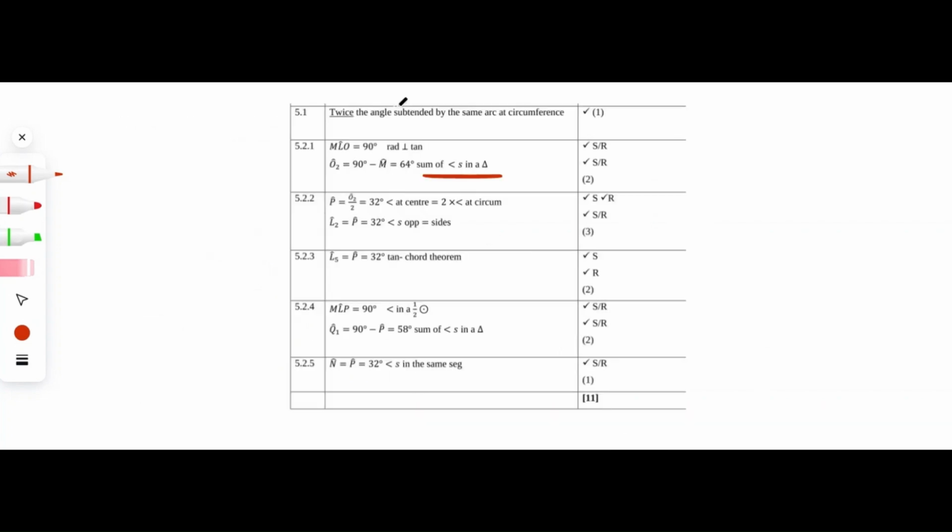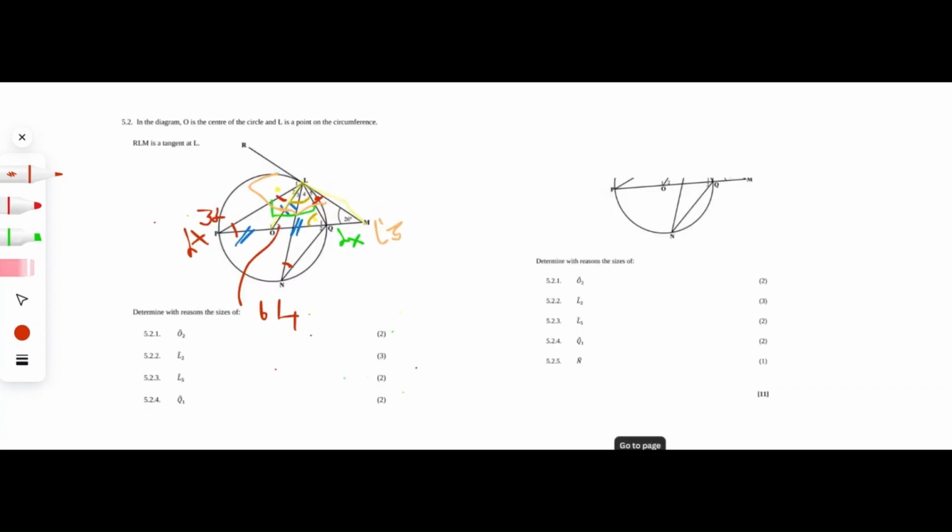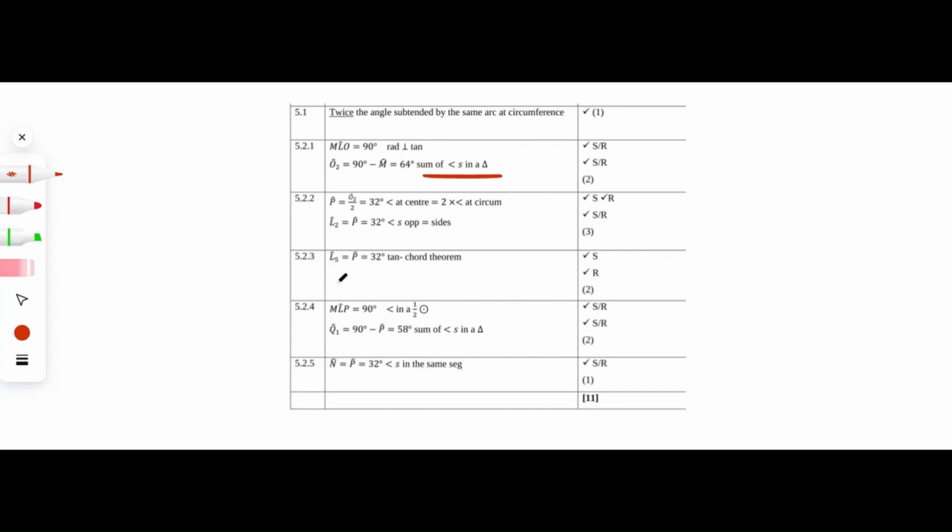You just want to mark that off as being equal to 32. Angle at center equals twice as much as angle at circumference. The next thing that you want to do is mark off L2 as being equal to 32 as well, because of angles opposite equal sides. Okay, so you're going to see they're equal to each other. Angles opposite equal sides, and that is exactly how easy it is to calculate L2's value.